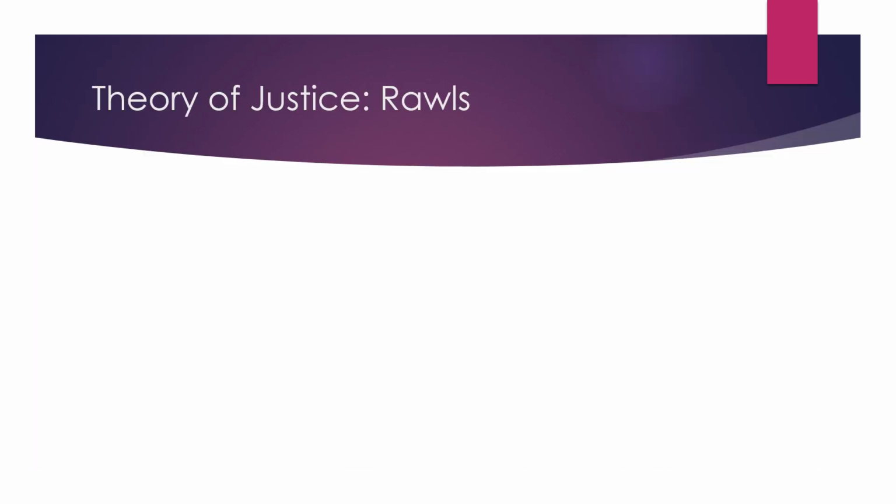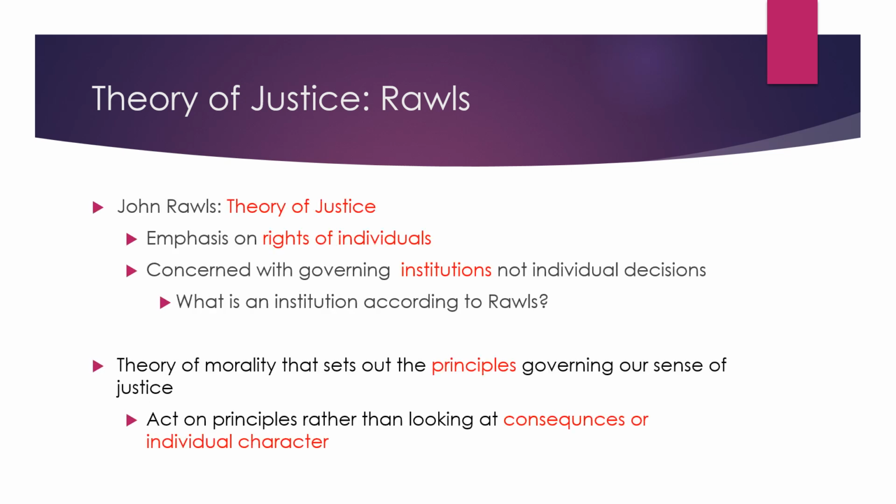Once again, this theory will not be used for the dilemmas, but it's to understand how laws came about, the theoretical understanding behind it. John Rawls, another well-known modern philosopher, developed a theory of justice that emphasizes the rights of individuals. His theory is not concerned with individual interactions; it's more concerned with governing institutions.